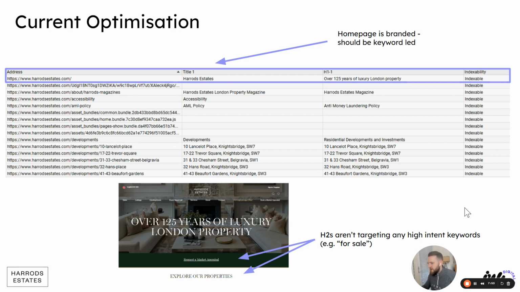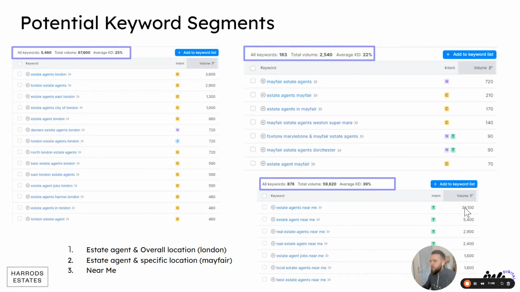In this case, there were suggestions that we could improve there. The next thing I look at is what are the keyword segments they should be looking at. So I normally break that down into a few different segments. In this case, I've said estate agent plus overall location, and then estate agent plus specific location. So that could be estate agent Mayfair, and then near me keywords.